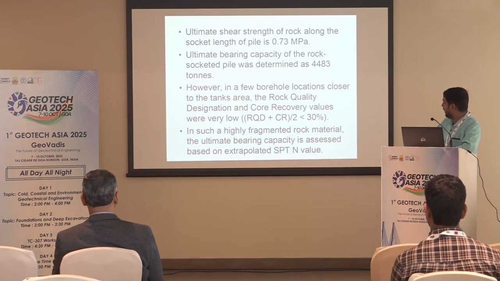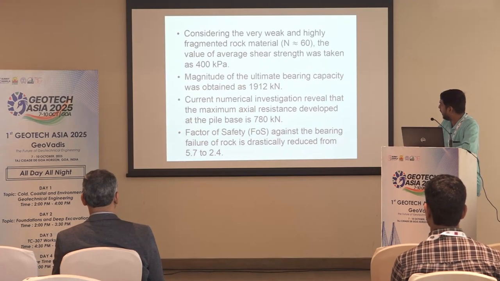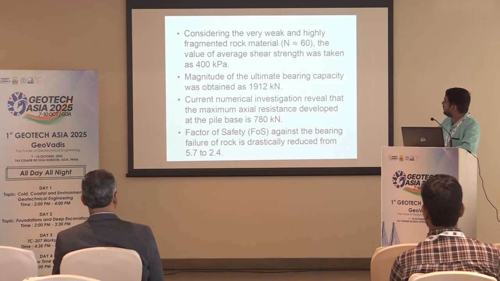In such a case of fragmented rock material, based on IRC 78/2014, the magnitude of ultimate bearing capacity was obtained as 2,912 kilonewton. From the current numerical investigation, we have found that the maximum axial force developed at the pile base is around 780 kilonewton. Based on that, the factor of safety was around 5.7 initially, but if poor rock quality conditions existed at the pile base, it would have reduced to 2.4.